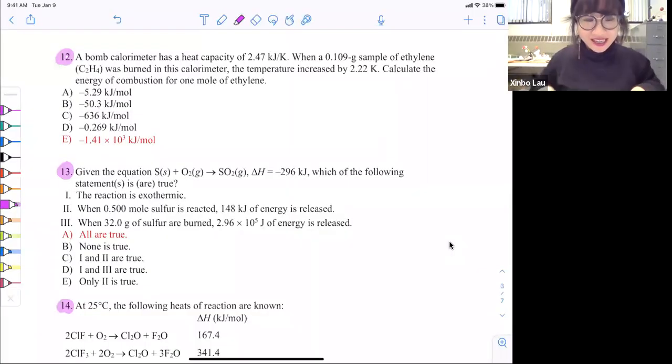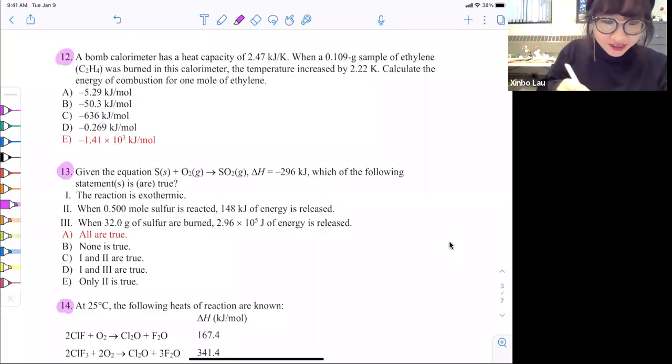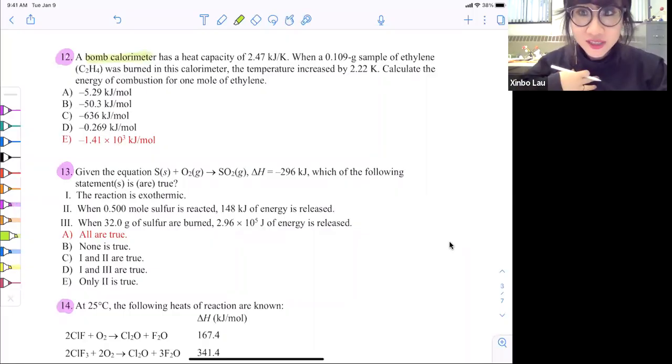Okay, so here we go. For question number 12, if you look at that clearly, that's a bomb calorimeter. As I also mentioned, I will put wording such as this: a calorimeter is built for constant volume or constant pressure. You have to recognize constant volume is talking about the bomb calorimeter, and constant pressure is talking about the coffee cup calorimeter. So make sure you know about that detail.